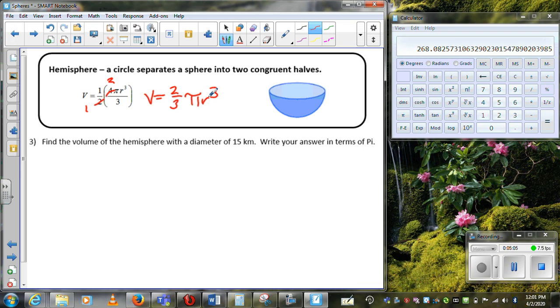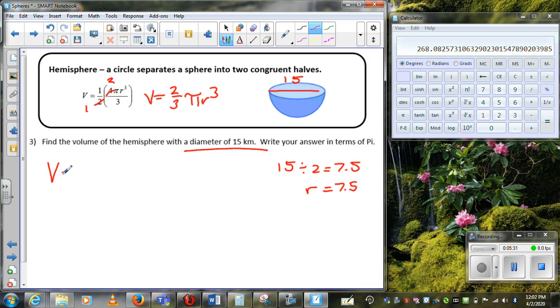So we're going to find the volume of the hemisphere. Now careful, because this one says it has a diameter of 15. A diameter of 15, what we're going to have to do is 15 divided by 2, and that's going to give us 7.5. The reason is that if you look at this hemisphere right here, it said the diameter is 15. We, of course, need the radius. So the radius is equal to 7.5.